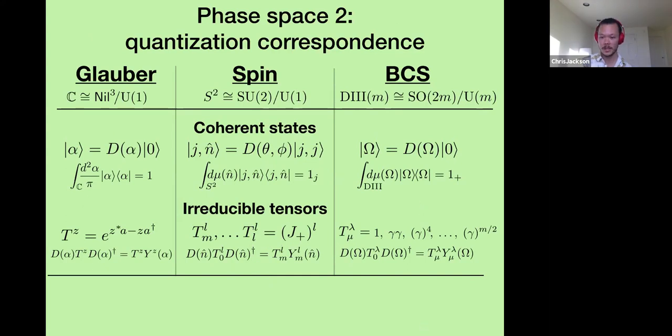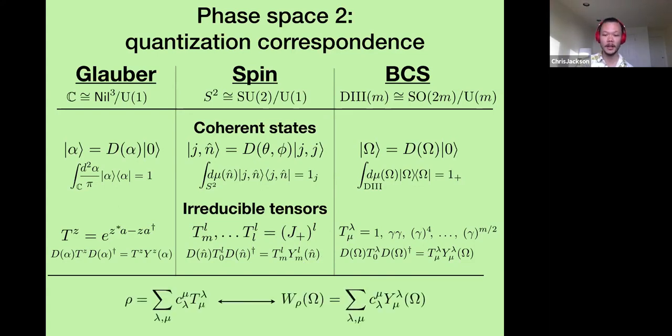So in the case of BCS coherent states, the irreducible tensors are just polynomials in the Majoranas of fixed degree. So all the quadratic things transform into each other when you conjugate them by Bogoliubov transformation. All the quartic stuff transforms into each other by Bogoliubov transformation, etc. And you can think of this in the same way that you think about polynomials in spin components transforming into each other, as you do for atomic systems.